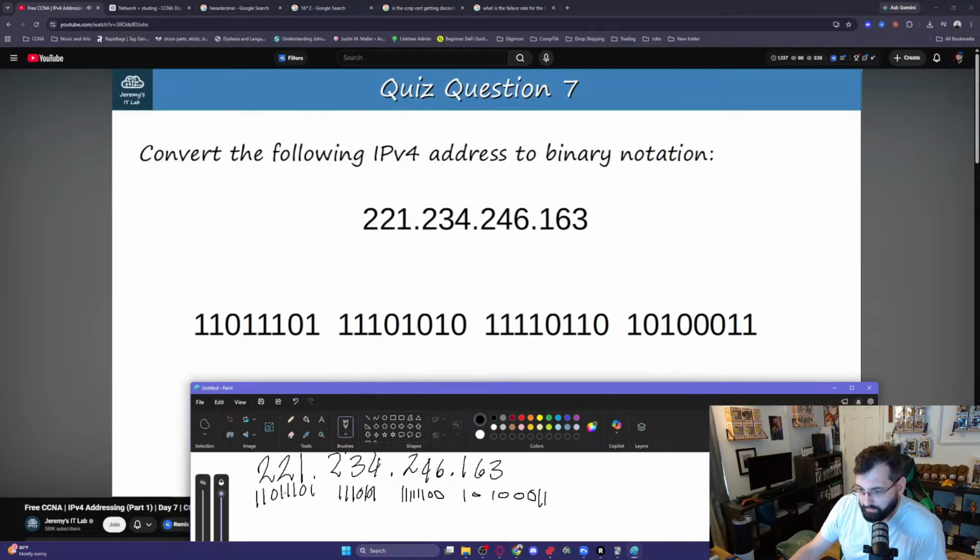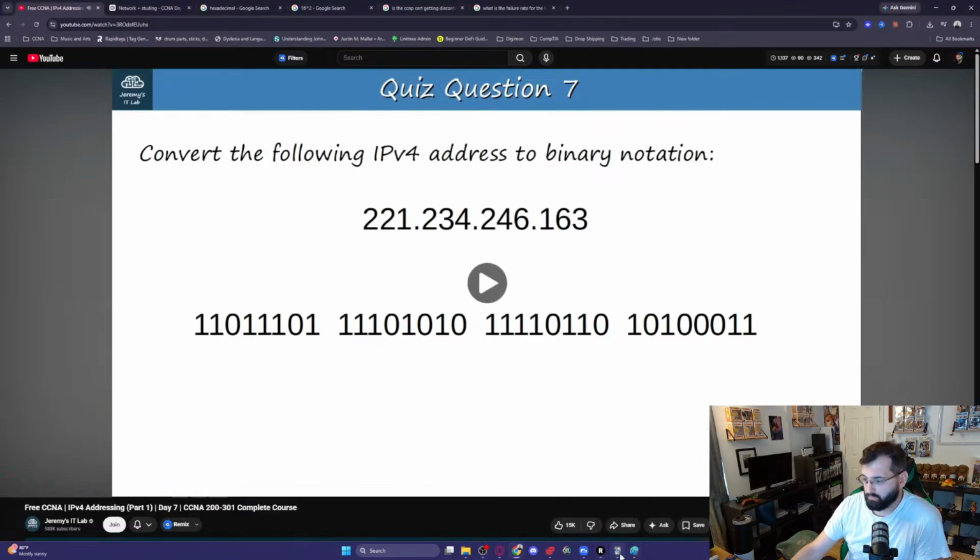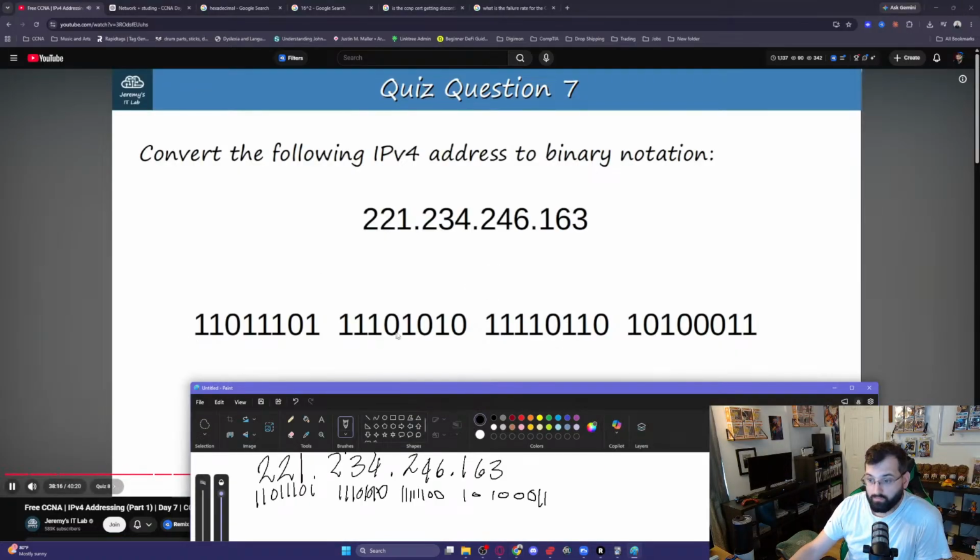Let's see here. 1 0 1 1 0 1 1 1 0 1 1 1 1 0 1 0 1. Damn it, I forgot a 0. 1 1 1. Ooh, I got this one wrong. 1 1 1 1. I misplaced a 0. Okay. Just keep going. Let's go to question 8.